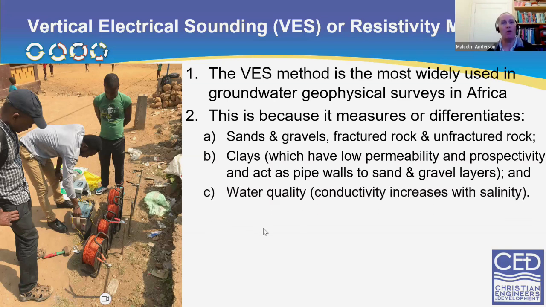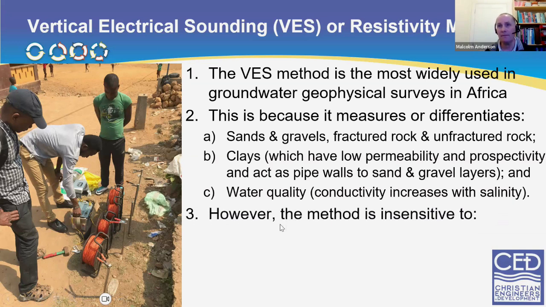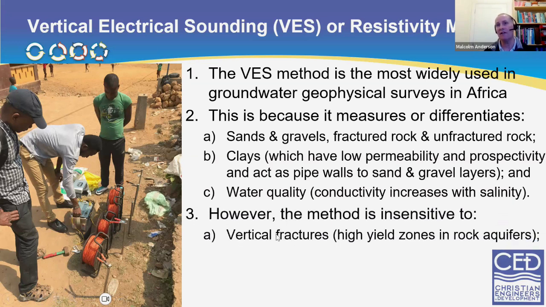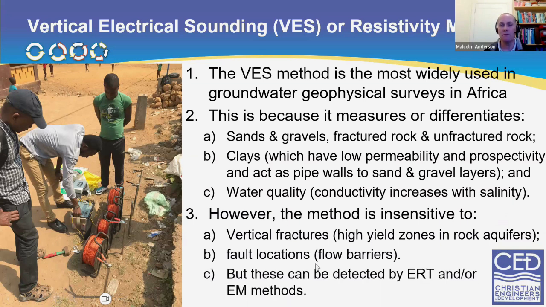And the other thing that shows up very well in resistivity surveys is the water quality, because conductivity increases sharply with salinity. So you can distinguish fresh water from brackish water and brackish water from saline water and brine. Now, the method is insensitive to vertical fractures, and there are other methods that achieve that, and fault locations. As I said, you can detect those with other methods.